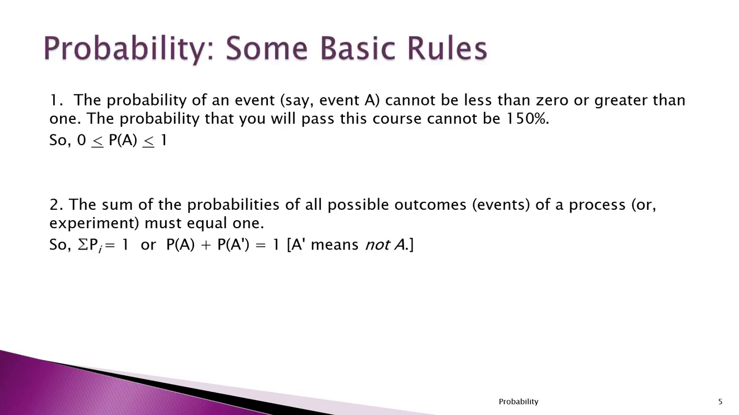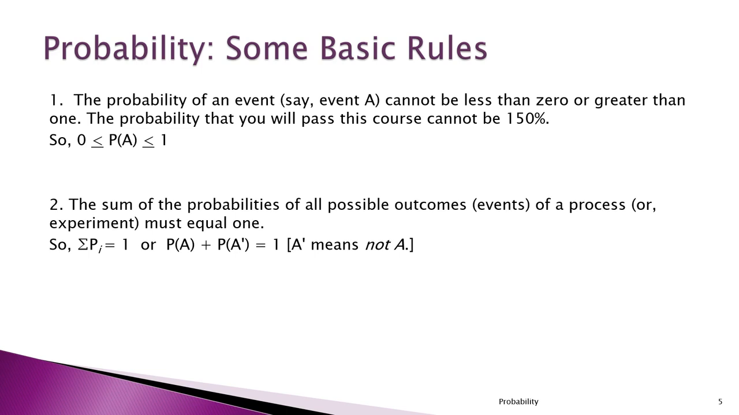Here are some basic rules about probability. The probability of an event will never be less than 0. It will never be negative. It will never be greater than 1. It can't be, by the definition of a probability. A probability is exactly like a proportion, which also can't be negative and can't be greater than the total, than 1. So if you tell me that the probability that you will pass this course is 150%, you're starting at a disadvantage here right away.